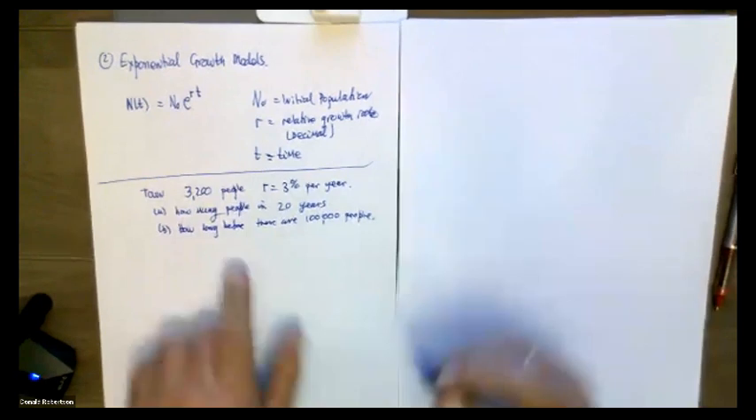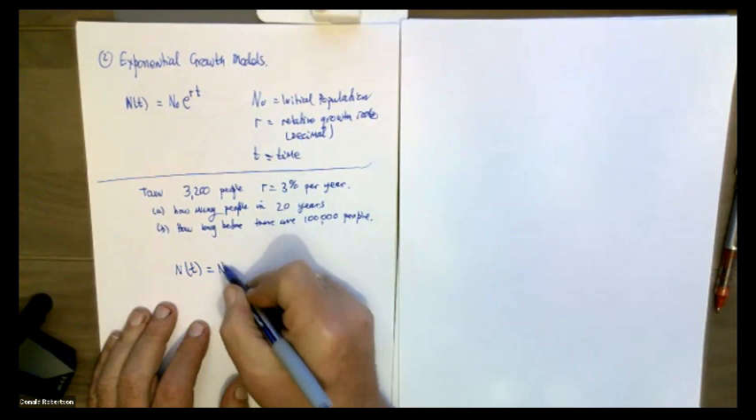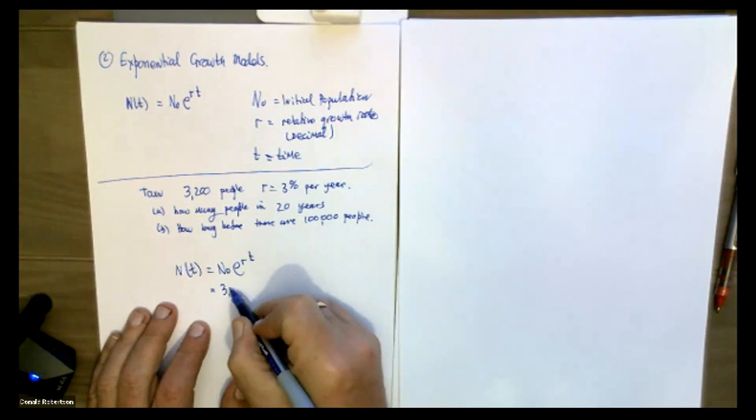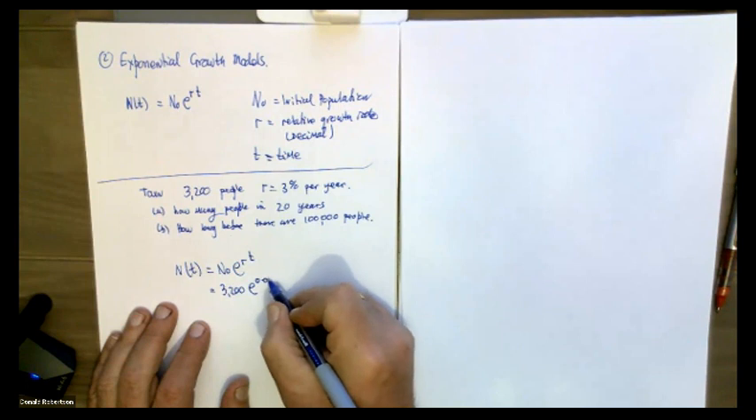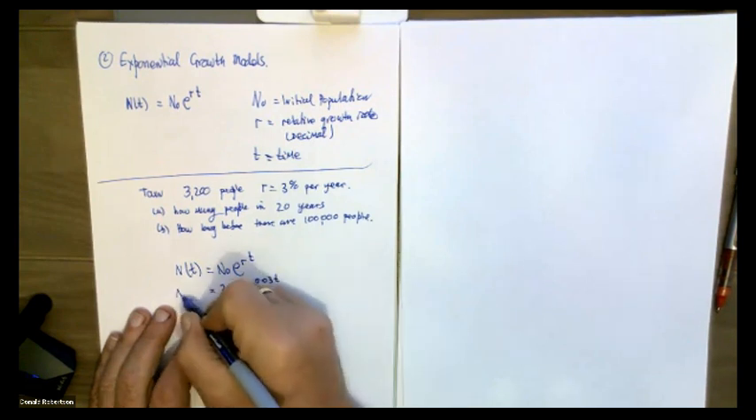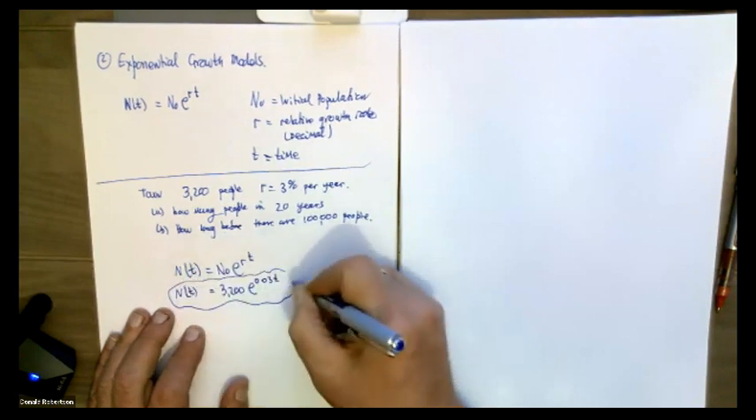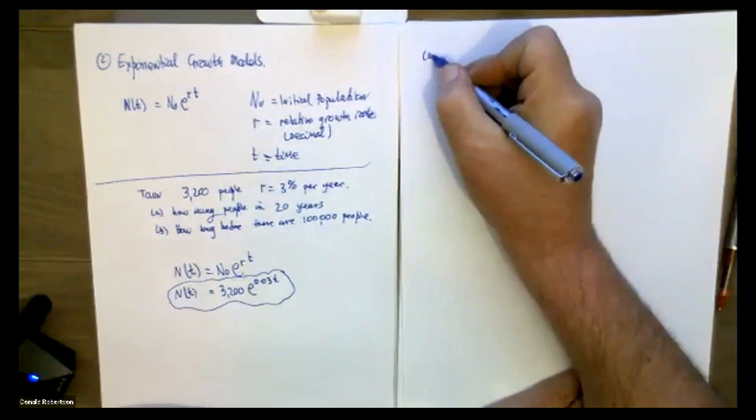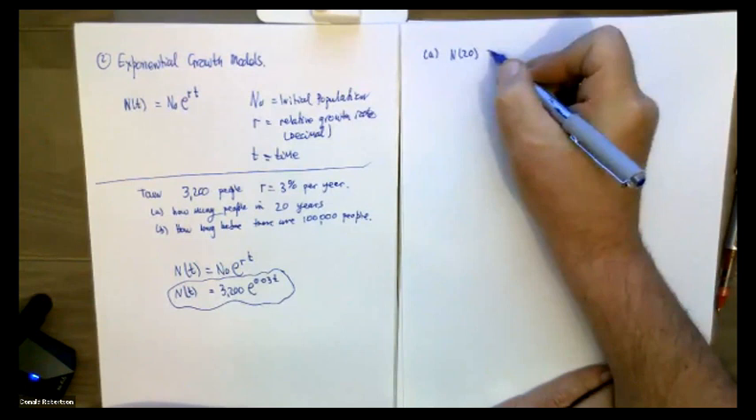So let's create the formula for it. The population growth model is its fancy name. Well, there's 3,200 people, e to the 0.03t. So from now on, that is going to be our population model. So in question A, you're being asked how many people will be in this town in 20 years.